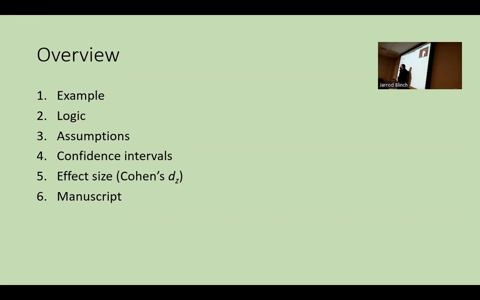The assumptions, we've actually seen these before, so that will be straightforward. Confidence intervals, there is a bit of a caveat here, but we'll tackle that in the advanced class. There's the new Cohen's d sub z, and then we'll look at just how we would report this in a manuscript.